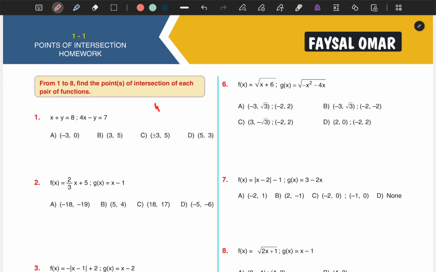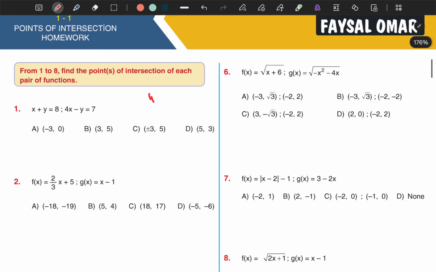Guys, for the point of intersection, the easy and best way is to replace. Let me just do an example. For example, x plus y is equal to 8, and 4x minus y equal to 7. For which value, when I replace x and y, do I get the number 8? Look, can you add those two numbers? Negative 3 plus 0, is it equal to 8? No.